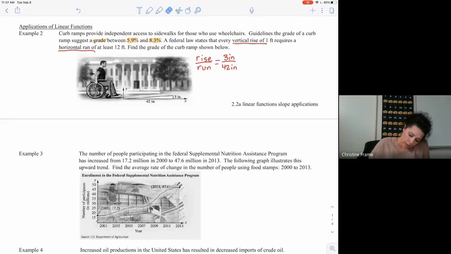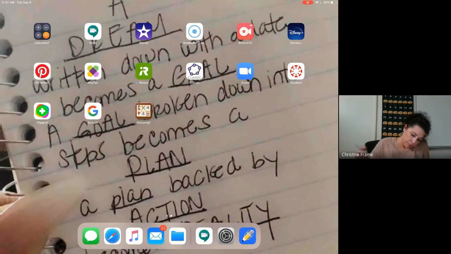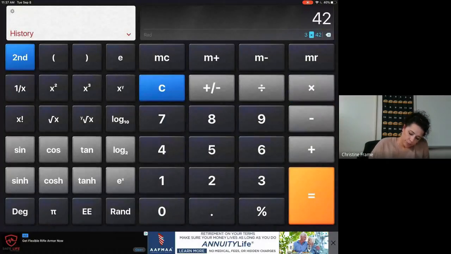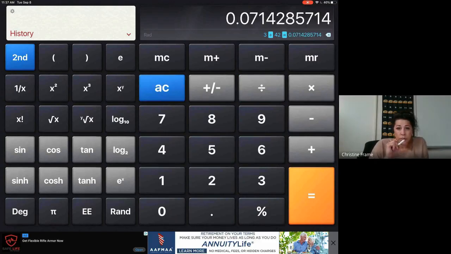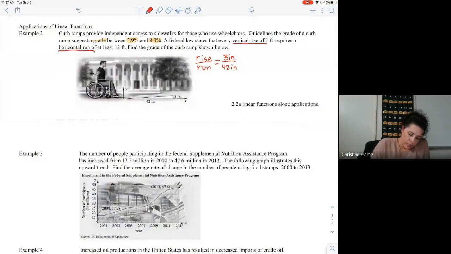So let's go ahead and pull up a calculator. So we're just dividing. 3 divided by 42. Okay, so we get 0.0714. So basically what I just did was I divided the top by 42. I divided the bottom by 42. This is what we do when we're finding rate of change.